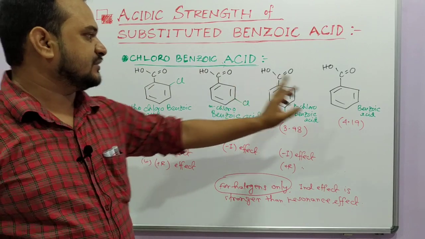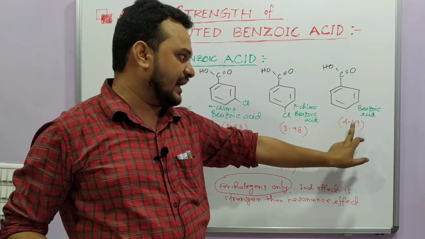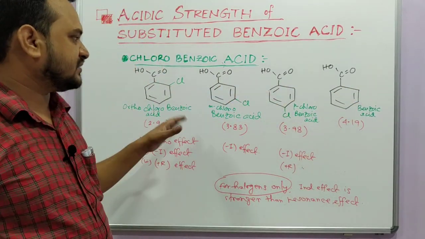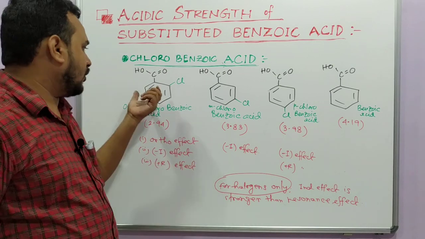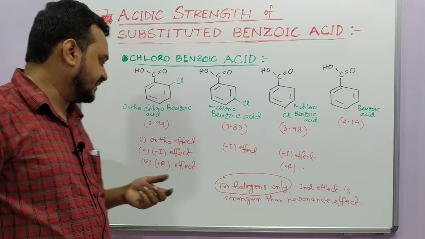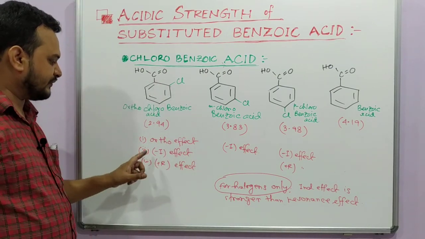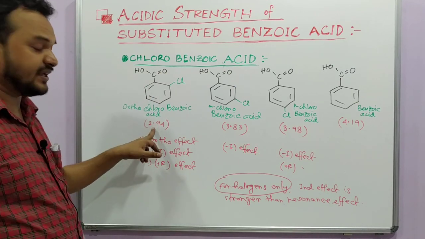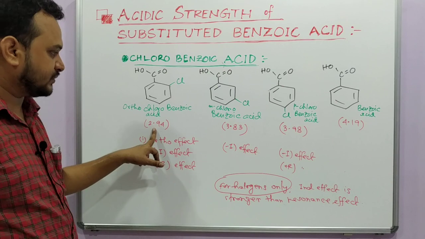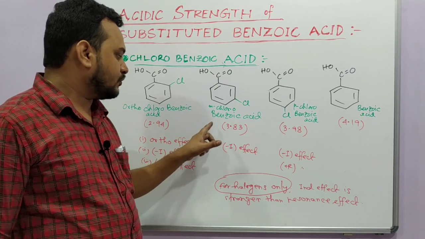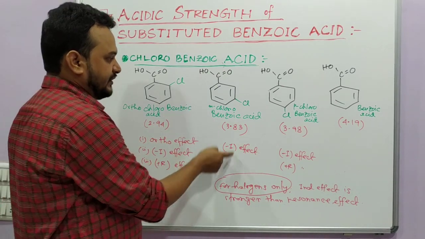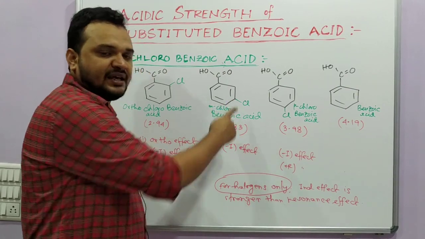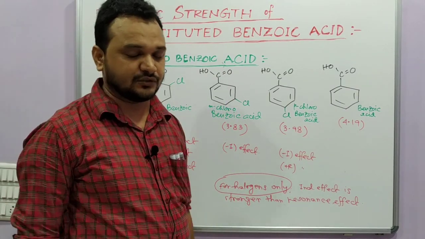So in this series benzoic acid is the least acidic, having the highest pKa value. Now for these three, as we know by the ortho effect, orthochlorobenzoic acid will be the most acidic. So here it is ortho effect, minus I effect, plus R effect, and that makes it highly acidic, pKa only 2.94, below 3. When you go to metachlorobenzoic acid, there is only minus I effect, because from meta position it cannot show the plus R effect; resonance is not possible.